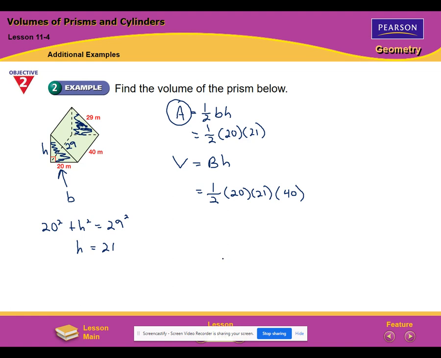An acceptable way to do the work is, if you went ahead and already did this, right? Half of 20 is 10. 10 times 21 is 210. You could just have 210 times 40. And 210 times 40, I believe, is 8,400 meters cubed.